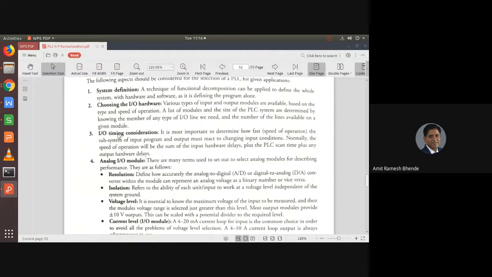Then the third consideration for selecting the PLC is IO timing consideration. Input output timing consideration. Now what is this timing consideration? It is the most important to determine how fast, that is, speed of operation. We are talking in terms of speed of operation. So how fast the subsystem of the input program and the output must react to changing input conditions.